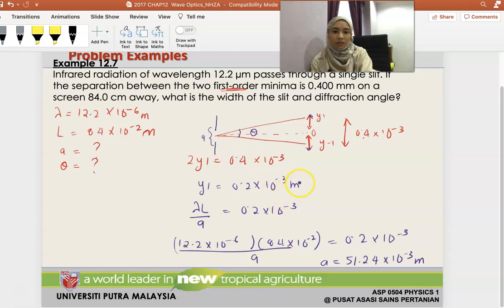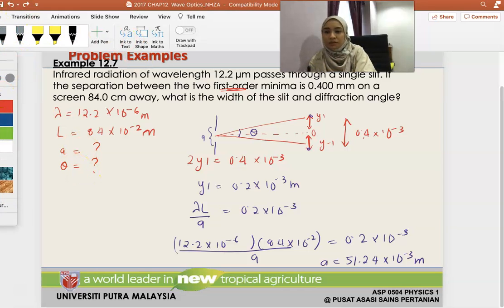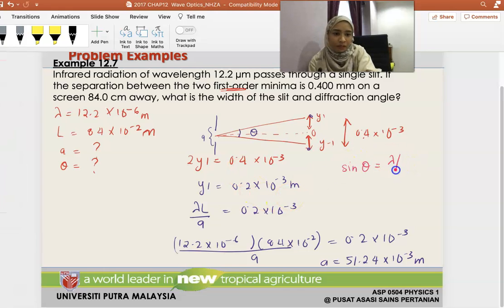Remember sine. We know that sine theta is equal to, from our derivation for a single slit, we had this equation: sine theta was equal to lambda over 2 over A over 2. Remember, this was the path difference and this was A over 2 because we started from the midpoint. Path difference must be a multiple of lambda over 2, right? So that was our derivation.